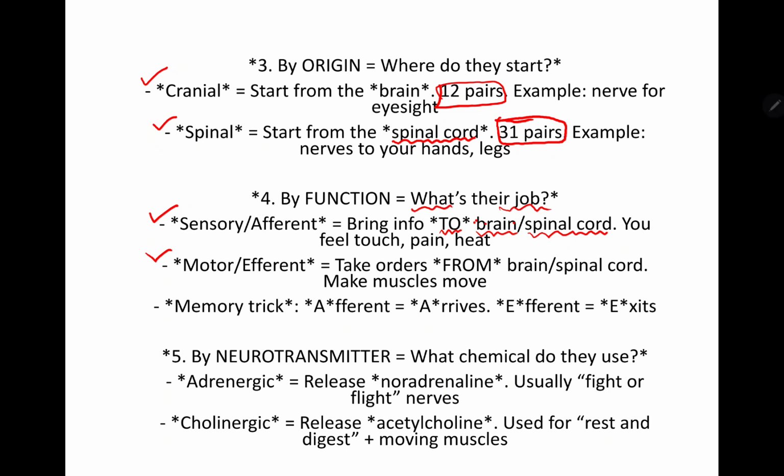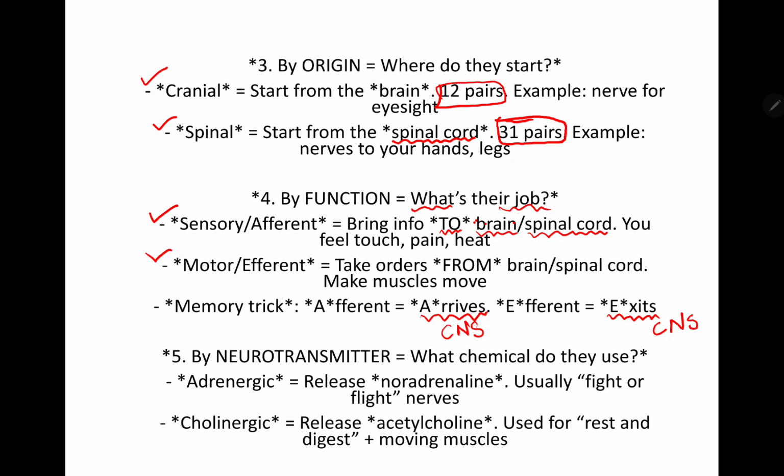So the memory trick we talked about was afferent is nothing but arrives. It arrives to where? CNS. Efferent is nothing but it exits the CNS, brain or spinal cord, right?